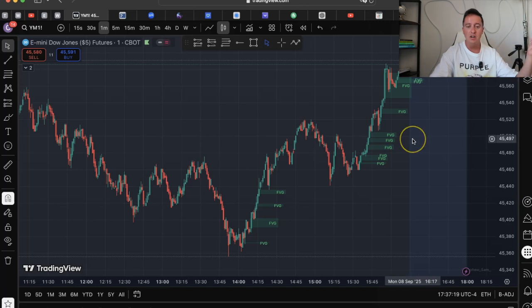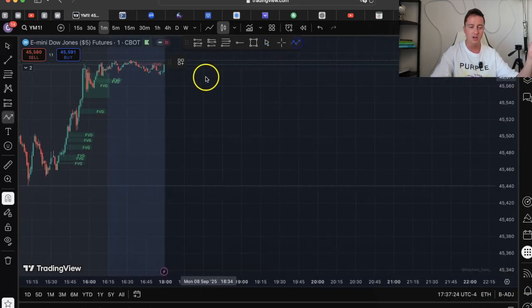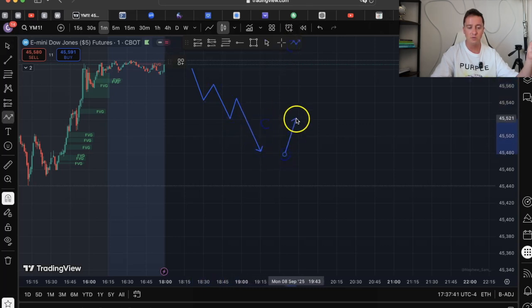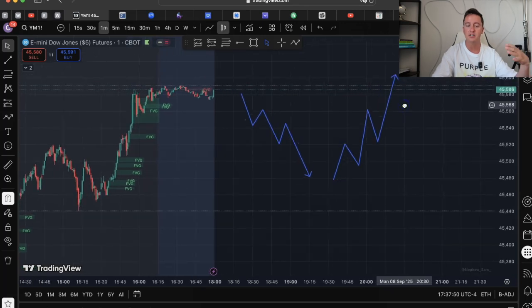So ideally, what does this setup look like? This is what this setup looks like. We want to see the market make lower lows, lower highs, lower lows, lower highs, and lower lows. Vice versa for a buy setup, higher highs, higher lows, higher highs, higher lows, higher highs. That's all you guys want to be seeing in the market, a clear trend that's creating clear market structure where we see lower lows and lower highs, or we see higher highs and higher lows.